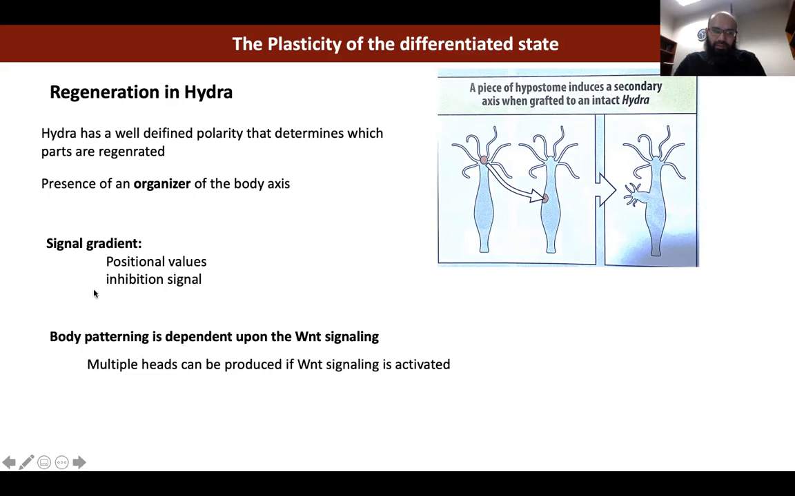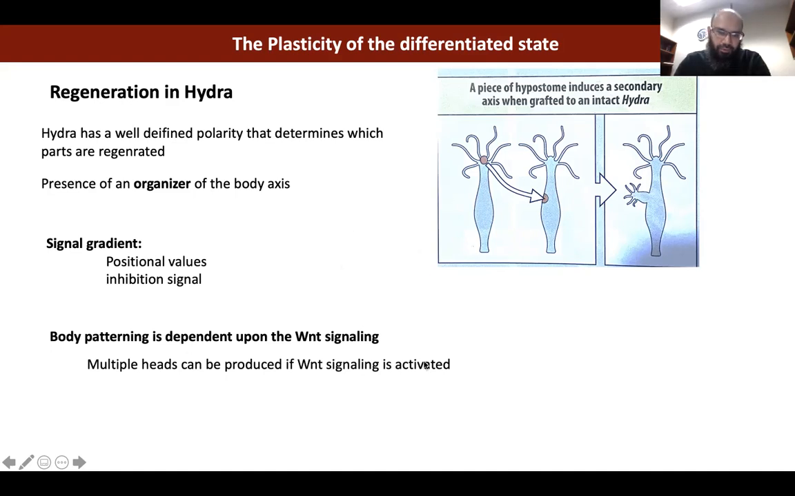So there is an inhibition in the case of Hydra. It's very simple to understand: the inhibitory signal for the head increases as you go from head to the tail, and the inhibitory signal for the tail increases as you go from tail to head.